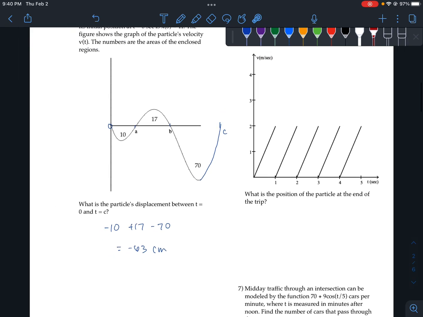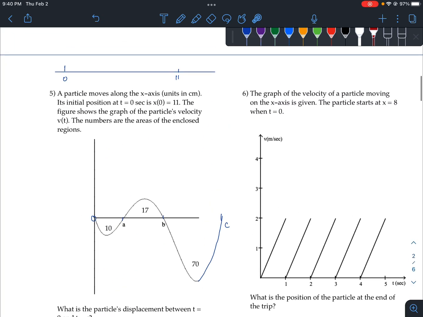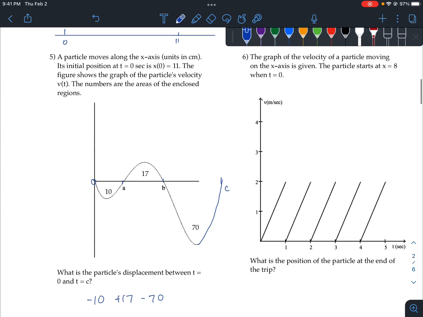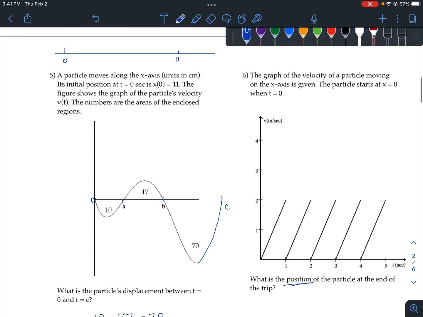Okay, for example 6, the graph of the velocity of a particle moving along the x-axis is given. The particle starts at x equals 8 when t is equal to 0. What is the position of the particle at the end of the trip? So position, let's use this number line that we have up here. It starts at 8. So what is its position on this line after this travel?